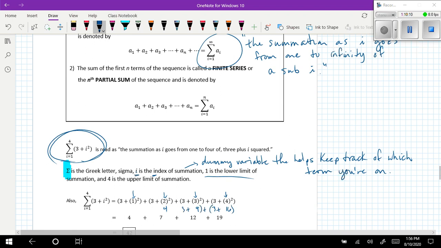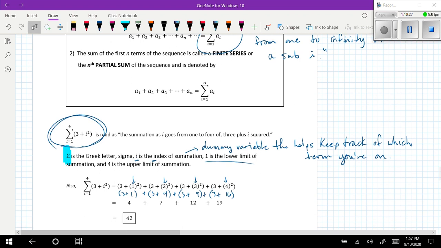I know you can do this right in your head just like I can, but it helps to show all this work. So when you square 1, you get 1. You square 2, you get 4. You square 3, you get 9. You square 4, you get 16. And then you sum those up and you add your terms together and you get 42. And that's the end of that summation question.